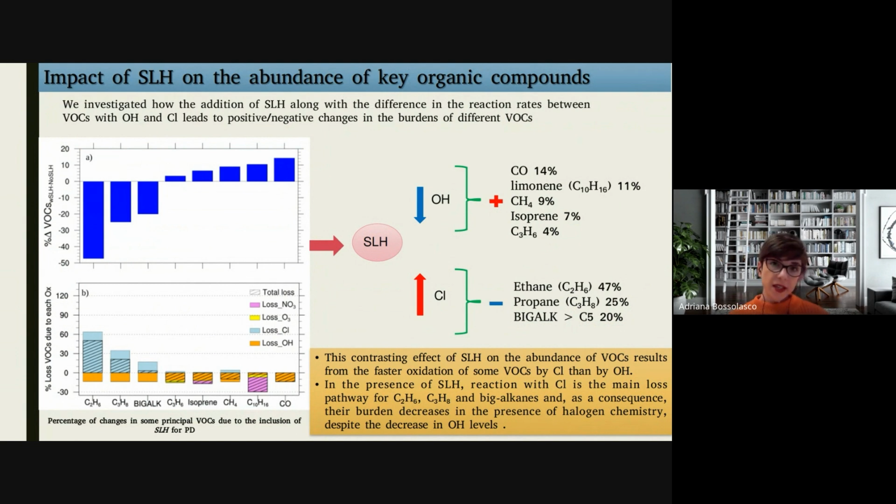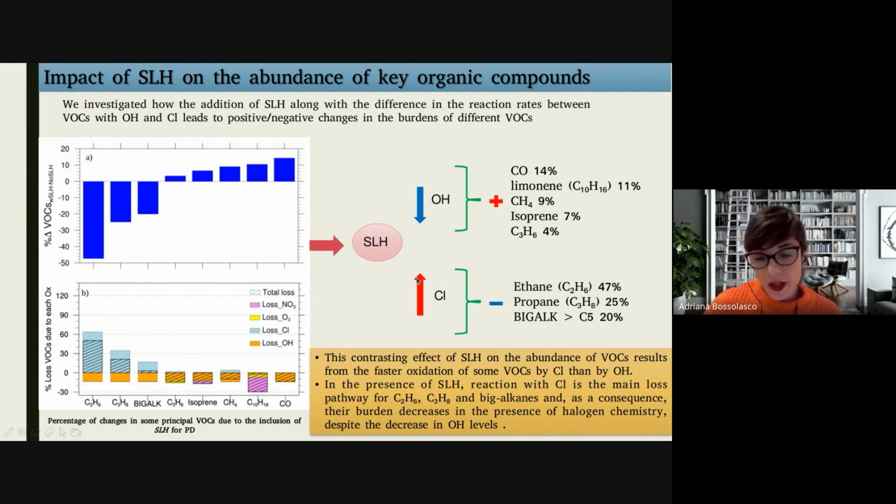Last, we investigate how the addition of SLH impacts the burden of different VOC, due to the difference in the reaction rate of VOC with OH and chlorine. The plot in the upper panel shows the percentage of change for the VOC concentration due to the short-lived halogens. And the bottom panel shows the percentage of each oxidant to the loss of this VOC.